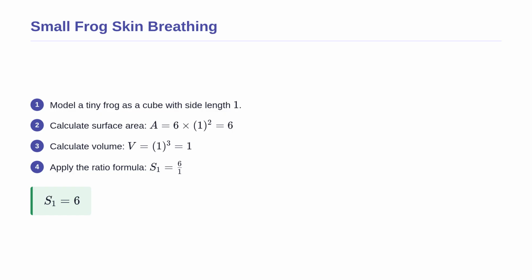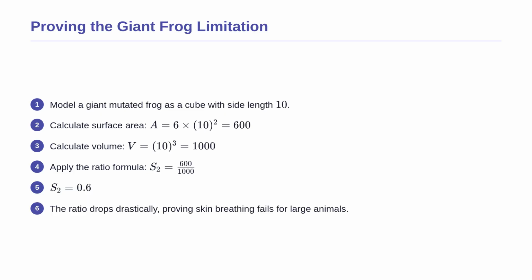Dividing the area by the volume gives us a final ratio of 6. Physically, this means the small frog has 6 units of skin area to supply oxygen to every 1 unit of internal tissue. This is plenty of surface area to keep the tiny frog alive and healthy. So we have seen that the small frog survives easily.